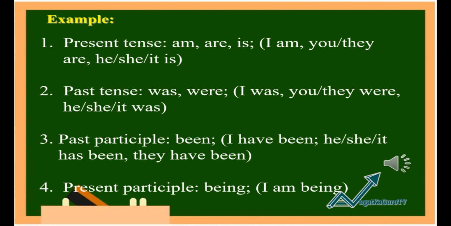Number 2, for past tense, use was, were. I was, you, they were, he, she, it was. And for past participle, you can use been, or I have been. He, she, it has been, or they have been. In the present participle, being, I am being.